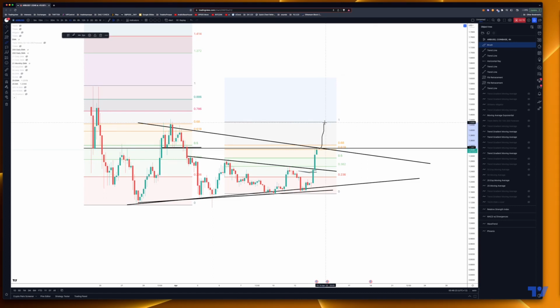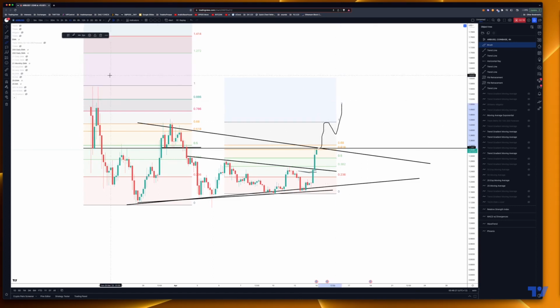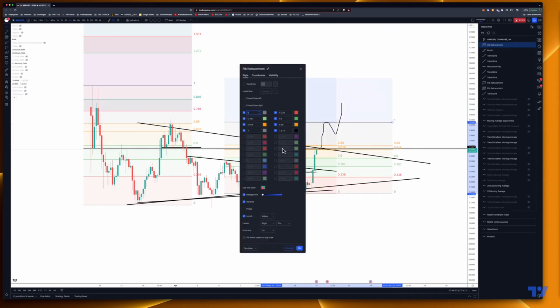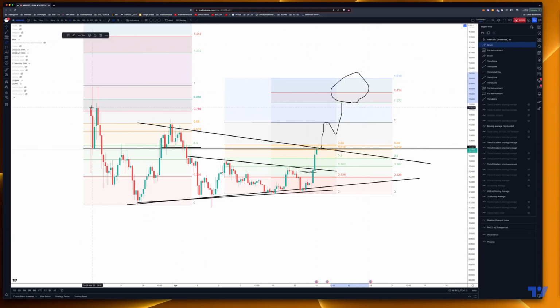We should get to here and potentially slightly higher, better performance. So if we were to do that and make that as a one, put our other fibs in there, we can look at these levels potentially. And you know what? It doesn't surprise me that it lines up with that as well.